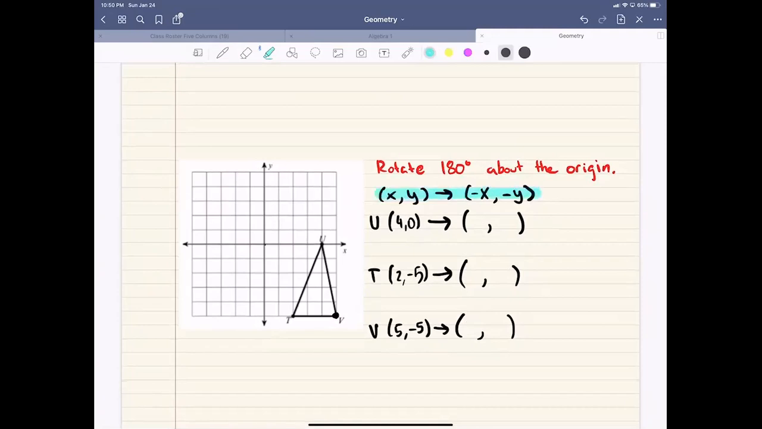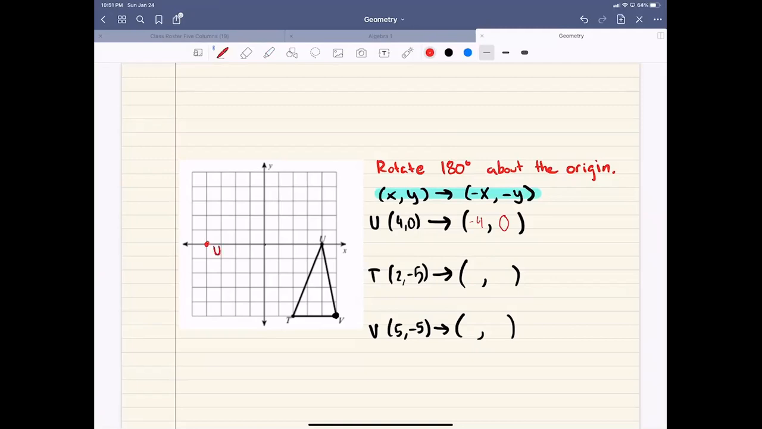rotating 180 degrees. All right, and so we're just gonna follow it. We're just gonna turn all our numbers into the negative versions of that, right? So we're just gonna go ahead and do that. So we're gonna do negative x, which is -4, and negative y, which is 0. So all that means is when it's 0, you keep it at 0. And so our u is gonna be at -4, 0. So we're gonna go 1, 2, 3, 4, 0. All right, and that's our u.